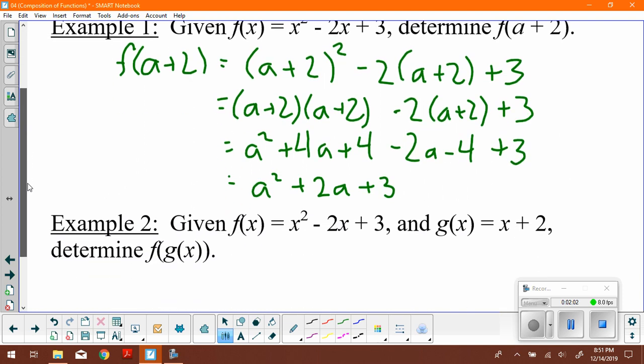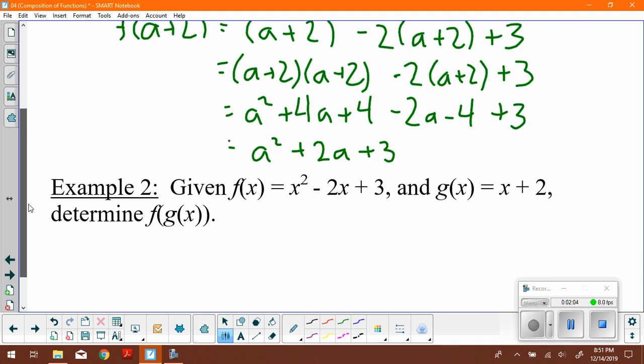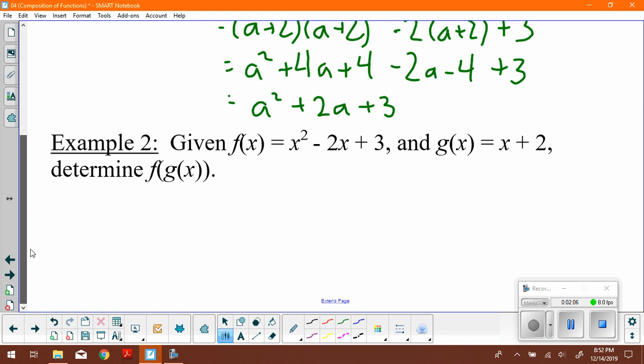Okay, so now example 2. Given that same function, f of x is x squared minus 2x plus 3, and g of x is x plus 2, determine f of g of x. Now that might look a little weird, substituting a function inside of a function, but we're going to follow the same steps. So to do f of g of x, what does that mean?